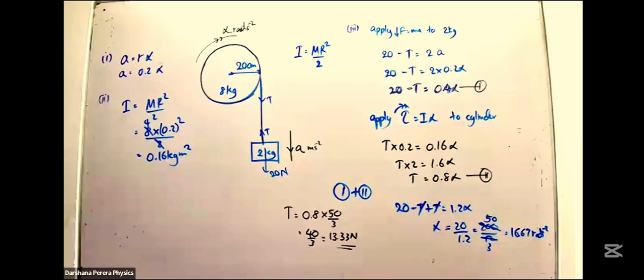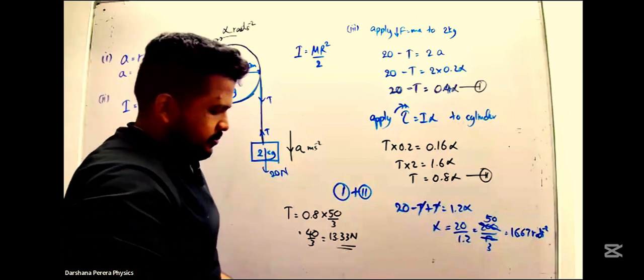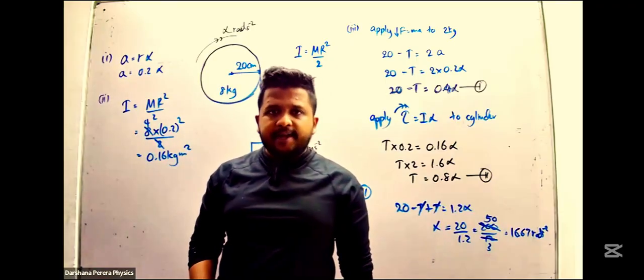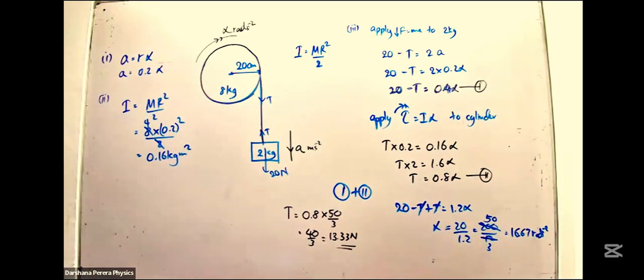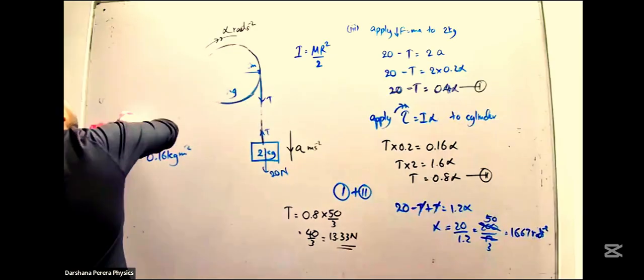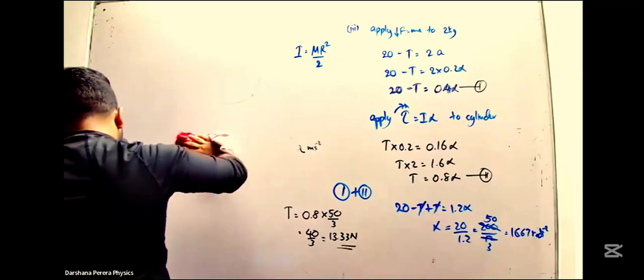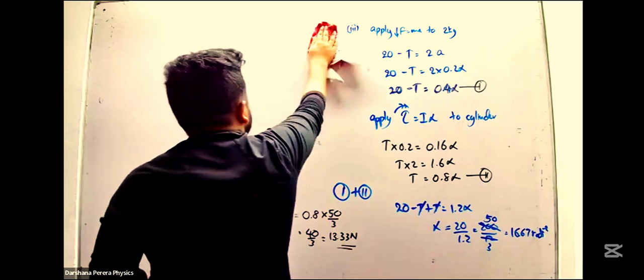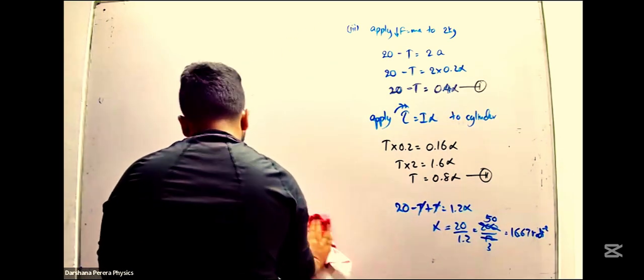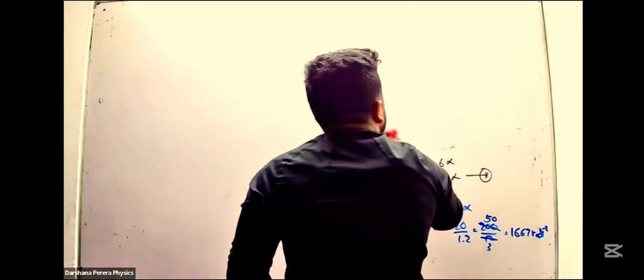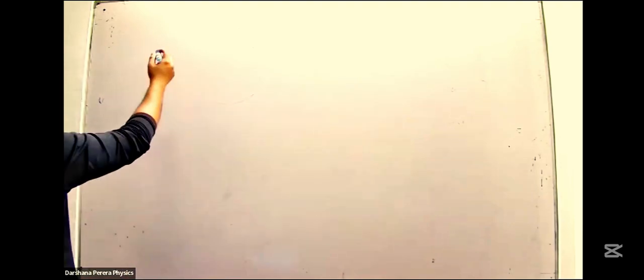A cylinder of mass 16 kilogram and radius 20 centimeter is attached to a solid cylinder of mass 4 kilogram and radius 10 centimeter.